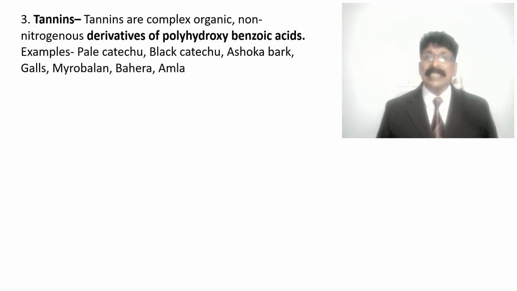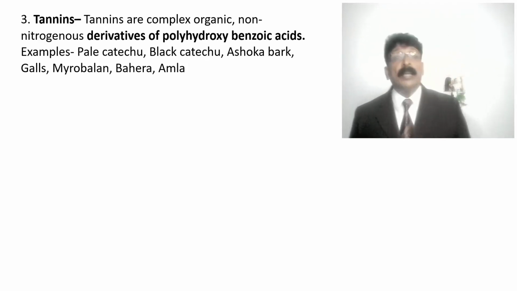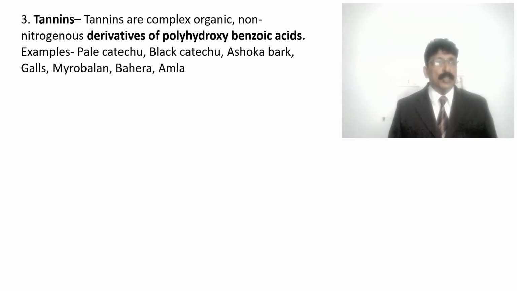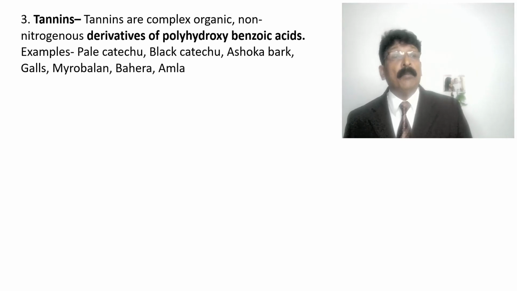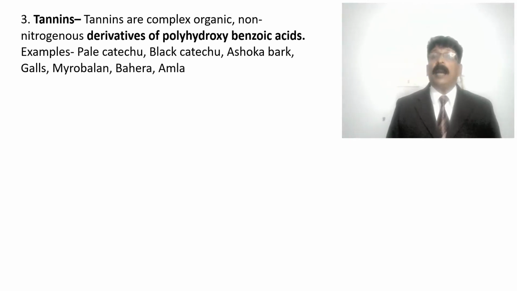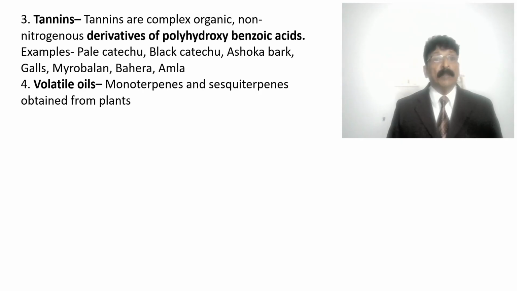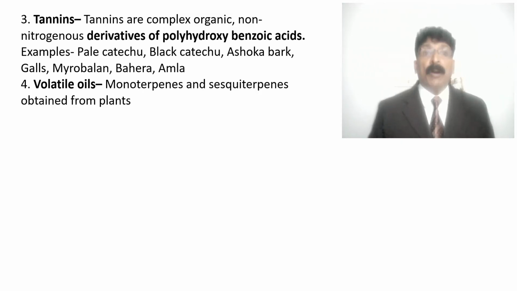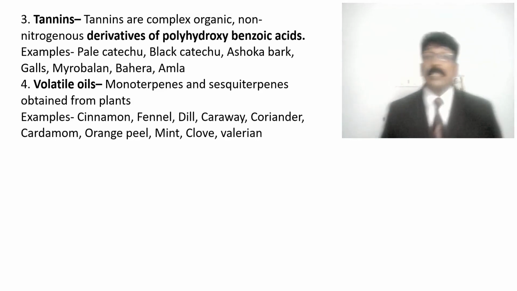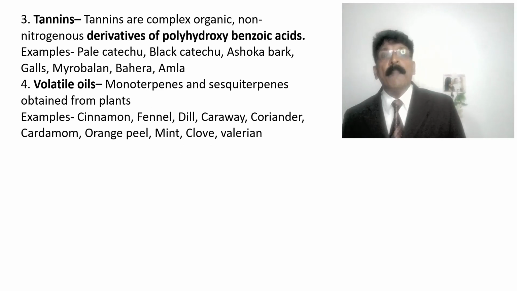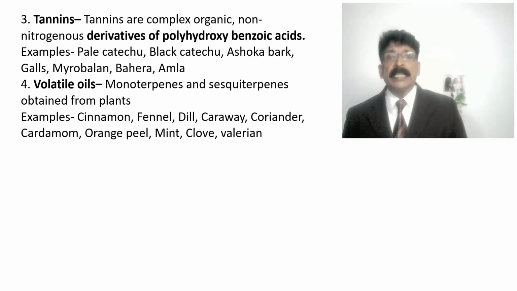Tannins is the next chemical class. Tannins are complex organic non-nitrogenous derivatives of polyhydroxy benzoic acid. Examples: pale catechu, black catechu, acacia, ashoka bark, galls, myrobalan, behera, and amla. When you come to the next classification, volatile oils, monoterpenes and sesquiterpenes obtained from plants. Examples of plants like cinnamon, fennel, dill, caraway, coriander, cardamom, orange peel, mint, clove, valerian.